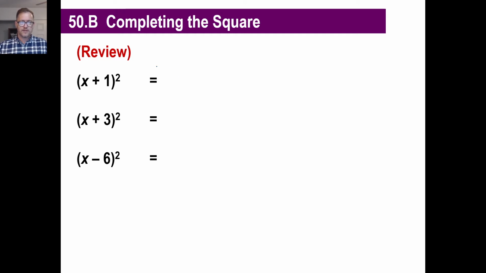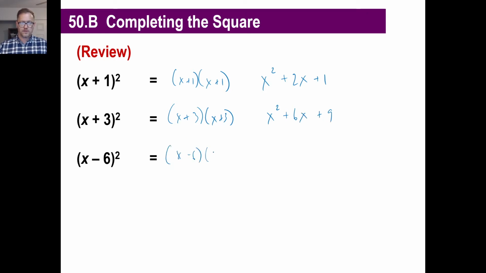What this actually means is, of course, x plus 1 times x plus 1, which will give us x squared, and then plus 1x plus another 1x, and then plus 1. Okay, let's do this. We got x plus 3 squared, and that'll give us, of course, x squared plus 3x and another 3x, then plus 9. And let's say we do the last one, which will be x minus 6 times x minus 6. That'll give us x squared minus 6x minus another 6x, and then plus 36.